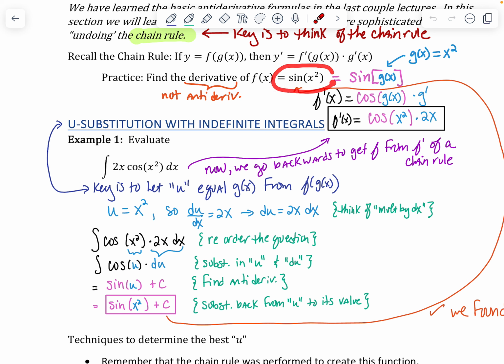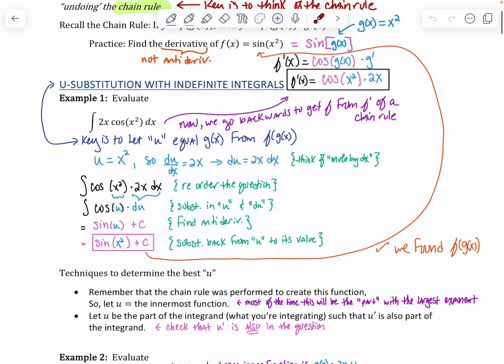You'll see that we come back. I started with sine of x squared and got the derivative to be cosine x squared times 2x. So if I turn around and integrate that, do I get the question back? I did. We've got the plus c piece.